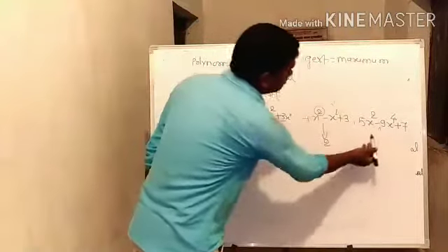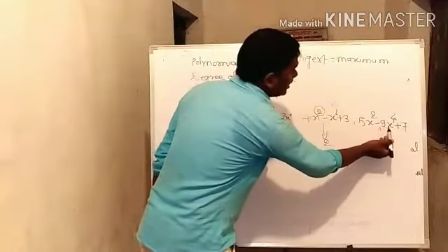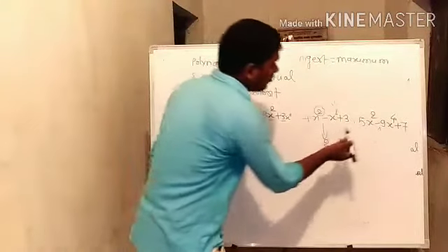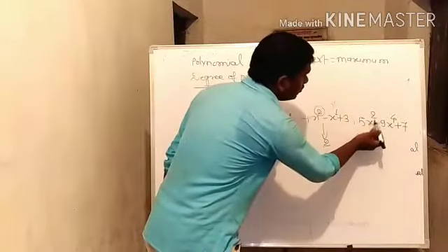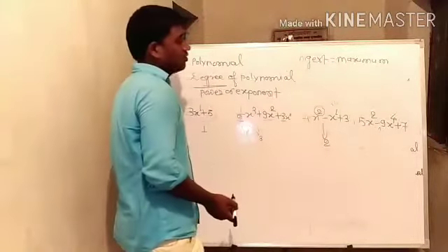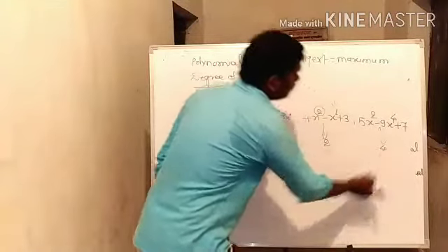In the next polynomial, 5x square minus 9x to the power 4 plus 7. The power of the first term's variable is 2, the second is 4, and the third is already 0 here. So what is the degree of this polynomial? 4.